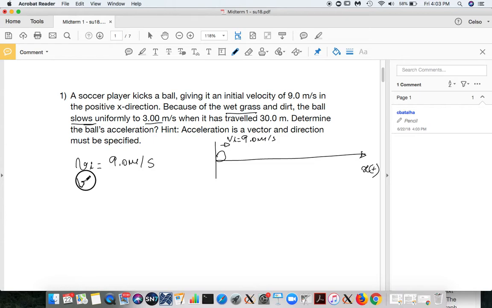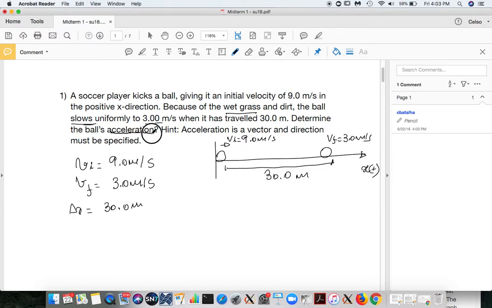Which means when it gets to the speed of 3 meters per second, and I'm calling this the final velocity, it has traveled, so the ball is here and now has a speed of 3 meters per second, and then it has traveled 30 meters. So a distance covered of 30 meters. What is the acceleration? So we want to solve for acceleration. And then there is a hint here: acceleration is a vector. Direction must be specified.